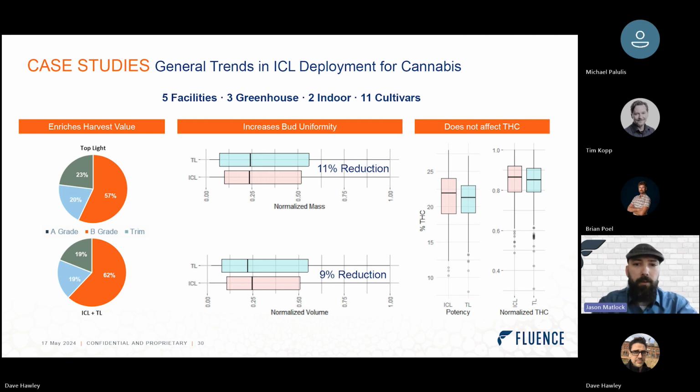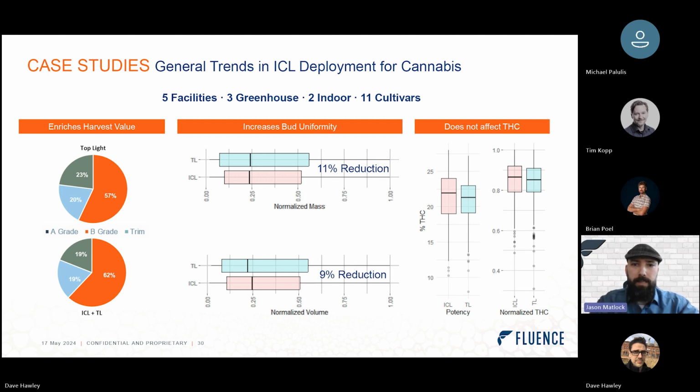We saw a lot of variation in every study between cultivars when we had multiple cultivars in each study. So what this tells us is that, as with any horticultural practice, it's really important to look at cultivar selection and to consider your growing methodology when you're performing pheno hunts in cannabis. So if you want to use ICL, select for cultivars that are going to perform the best under ICL.